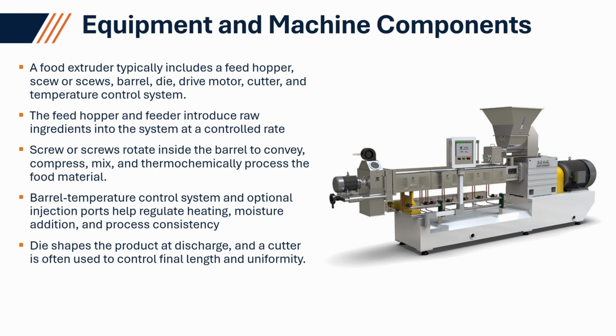A food extruder includes several key machine components that work together as one processing system. The process begins at the feed hopper and feeder. Their job is to introduce raw ingredients into the machine at a controlled and consistent rate. That is important because unstable feeding can affect pressure, residence time, and product quality downstream. The core of the machine is the screw and barrel system. The screw, or in some systems, multiple screws, rotates inside the barrel and performs multiple functions at once. It conveys the material forward, compresses it, mixes it, and thermochemically processes it as it travels through the machine.